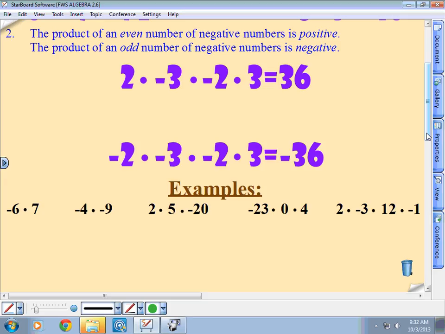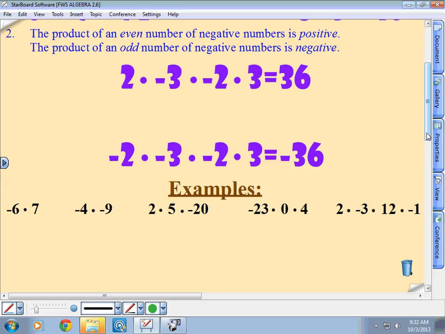How many negative numbers are in my chain? Here I have 1, 2. If I have an even number of negatives, then my answer is going to be positive. That's what that's saying. The product of an even number of negative numbers is positive. Now if I count them and I have 1, 2, 3 negatives, if it's an odd number, then my answer is going to be negative.